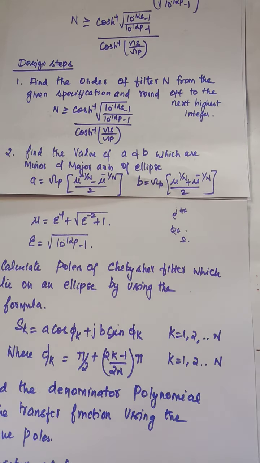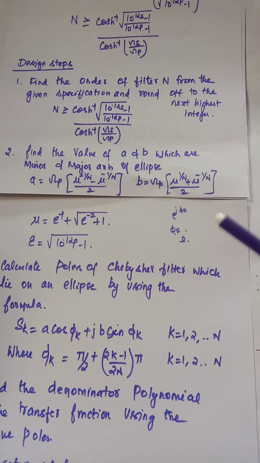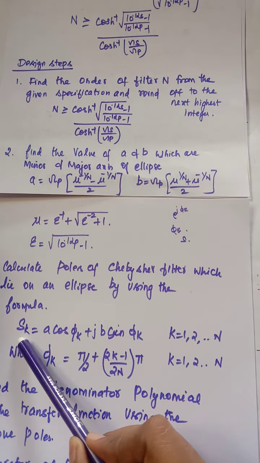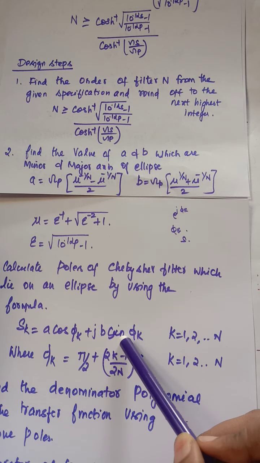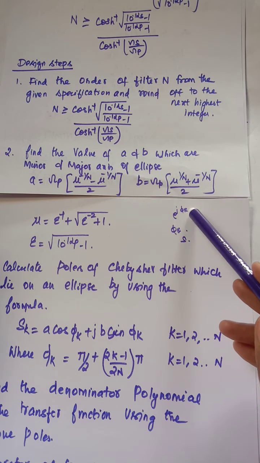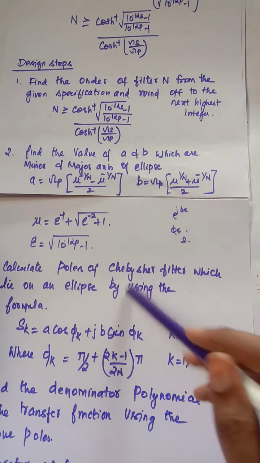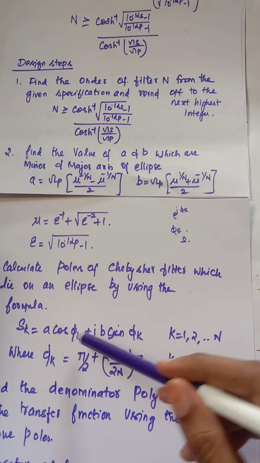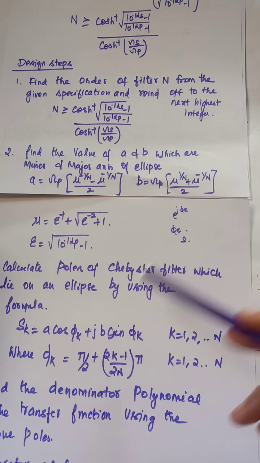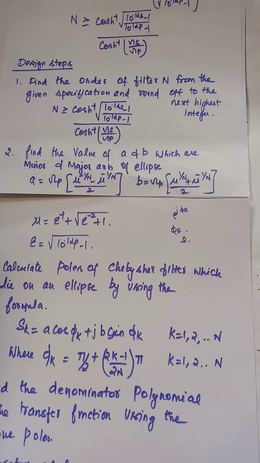Similarly here, we are going to find s using this formula: sk equal to a cos φk plus j b sin φk. There you write for e power j φk, right? Here when you plot the poles, it will be in the form of an ellipse. So the ellipse will have the major and the minor axis, right? There you have a circle as unity, so all have the same radius.